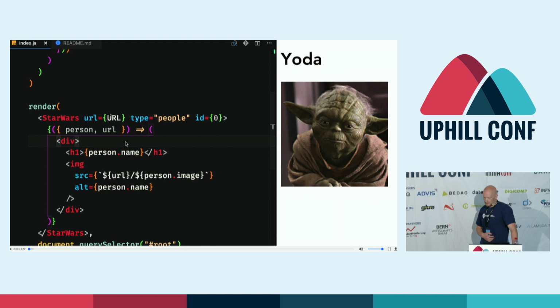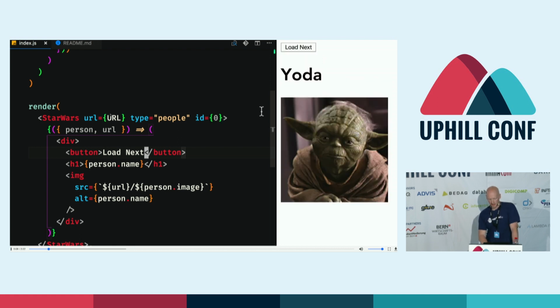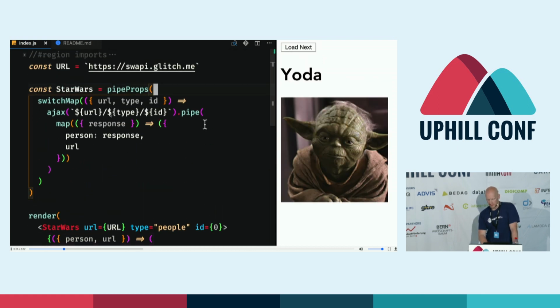All right. So now we are at this stage of our component. What if I don't like Yoda? And, well, that's not possible. What if I just want to load another Star Wars character after the beloved Yoda loads in? What I can do now is create a button called Load Next. And that button does nothing.